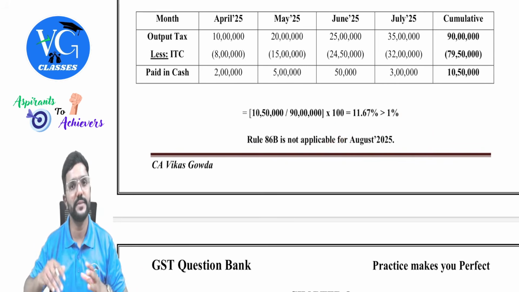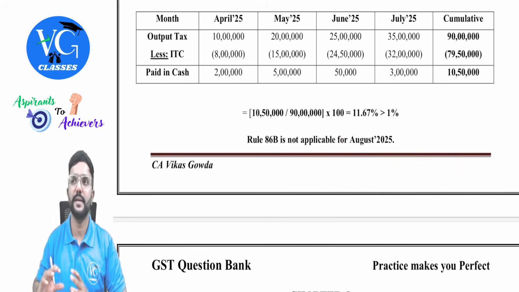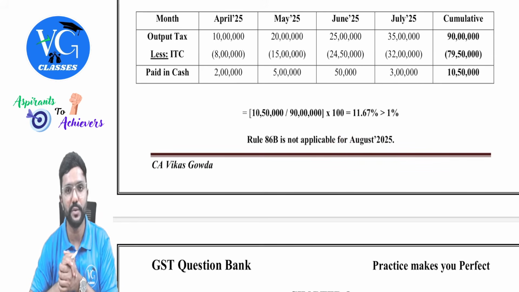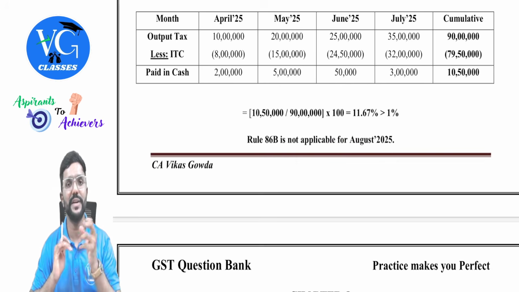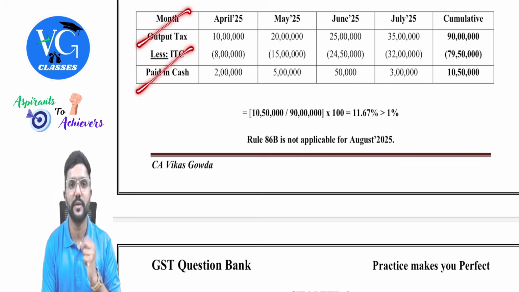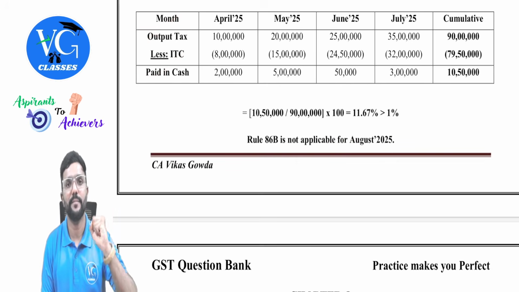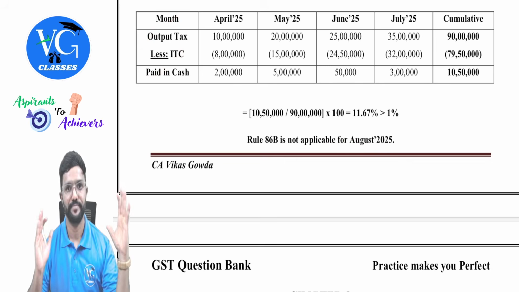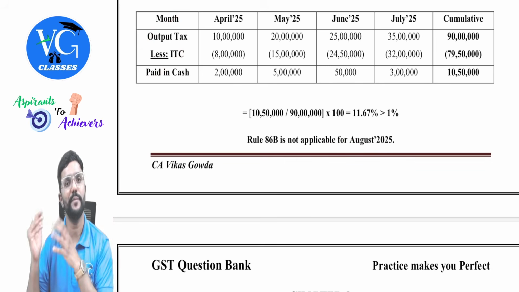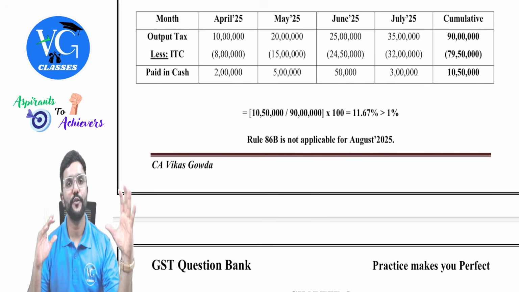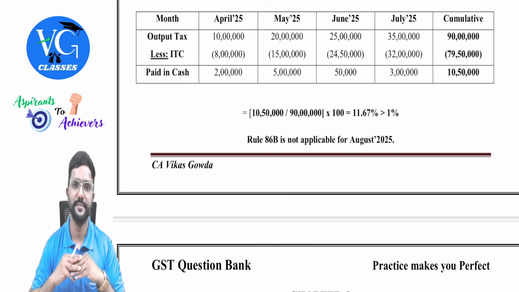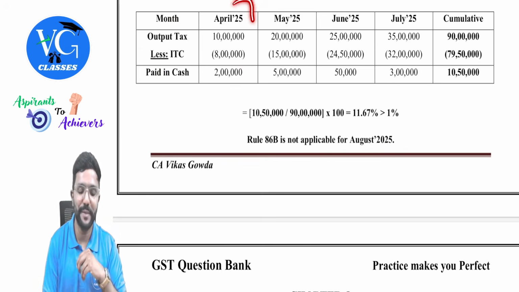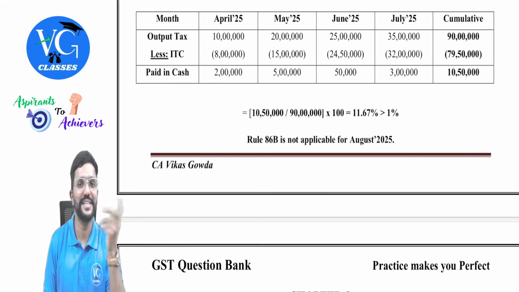So should I check like this for each month? Yes. For example, assume I am checking for December 2025. So I need to check the cumulative figures of output tax as well as how much is paid through cash ledger from April to November. Sir, what if I am checking for February? From April to January end, we need to check. Sir, what if it is for April? For April, there is no benefit because there is no preceding month.